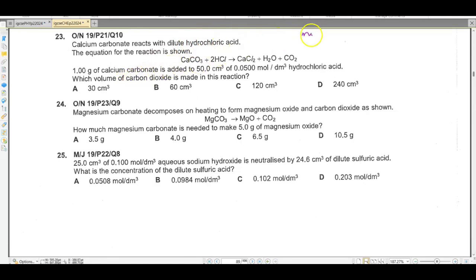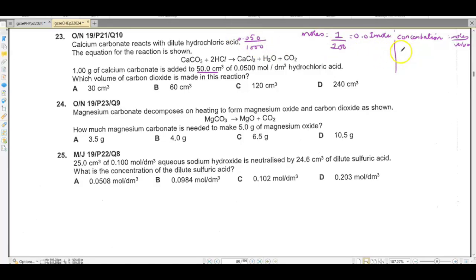So finding the moles of CaCO3, the mass is 1 and the Mr of CaCO3 is 100, so 0.01 moles. To find the moles of HCl, we are going to use our formula: concentration is equal to moles over volume. But the volume over here is in centimeter cubes, so we need to convert it into decimeter cubes. So we are going to divide it by 1000, so this is going to be 0.050.